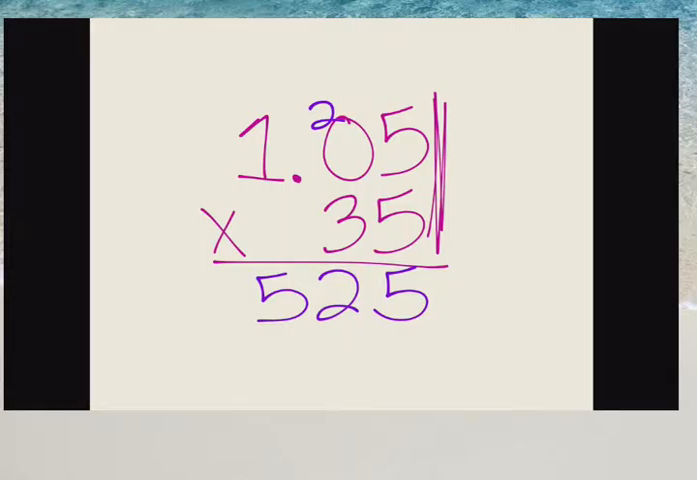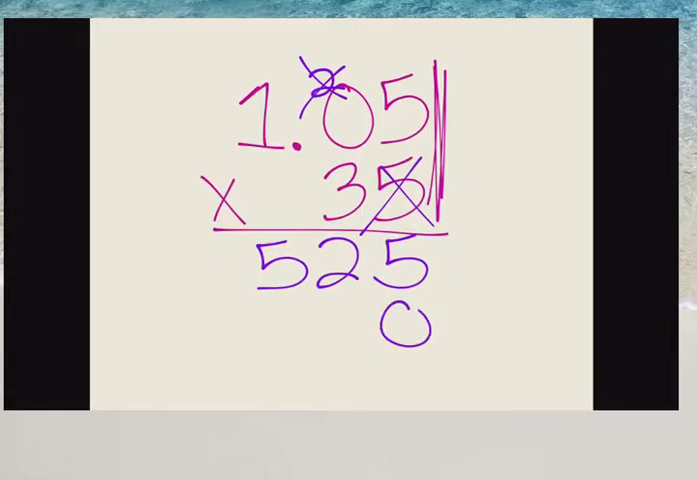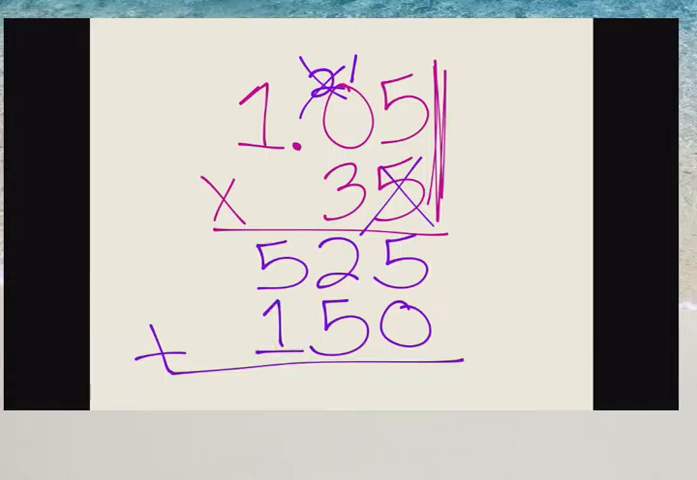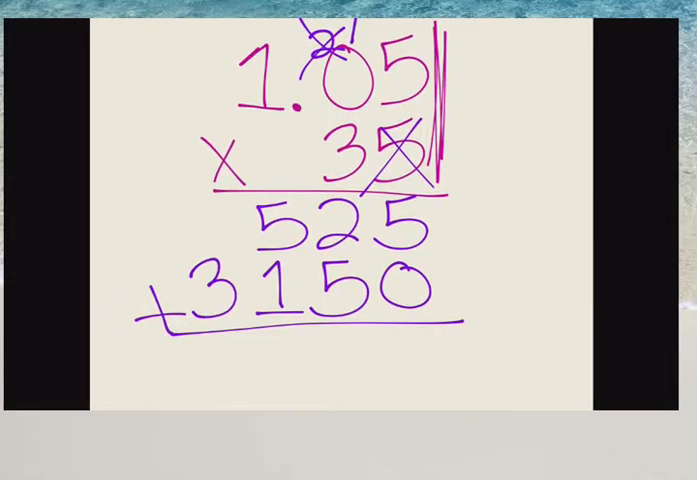Let's go ahead and cross out the 5, anything we carried. Remember, we need a 0 in our second row. 3 times 5 is 15. Carry the 1. 3 times 0 is 0, plus 1 is 1. 3 times 1 is 3. Okay, add that together. 5 plus 0 is 5. 5 plus 2 is 7. 5 plus 1 is 6. 3 plus nothing is 3.